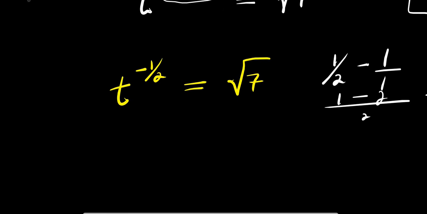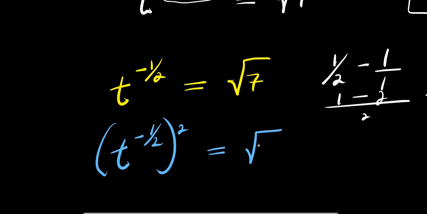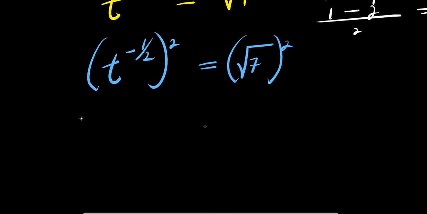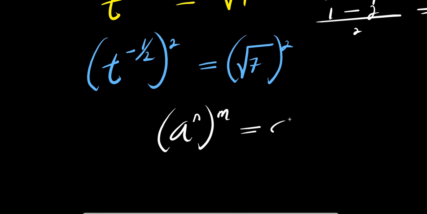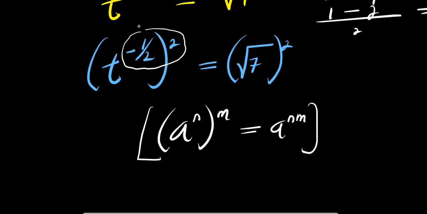Now to solve for t, I can decide to square both parts of this equation as t power negative 1 over 2 raised to the power of 2 equals square root of 7 raised to the power of 2. From here, if a power n raised to the power of m equals a power n times m, so we are going to multiply this out. So we'll simply have t power negative 1 over 2 times 2. This is negative 2 over 2, and this equals this. We'll cancel this, that is 7.